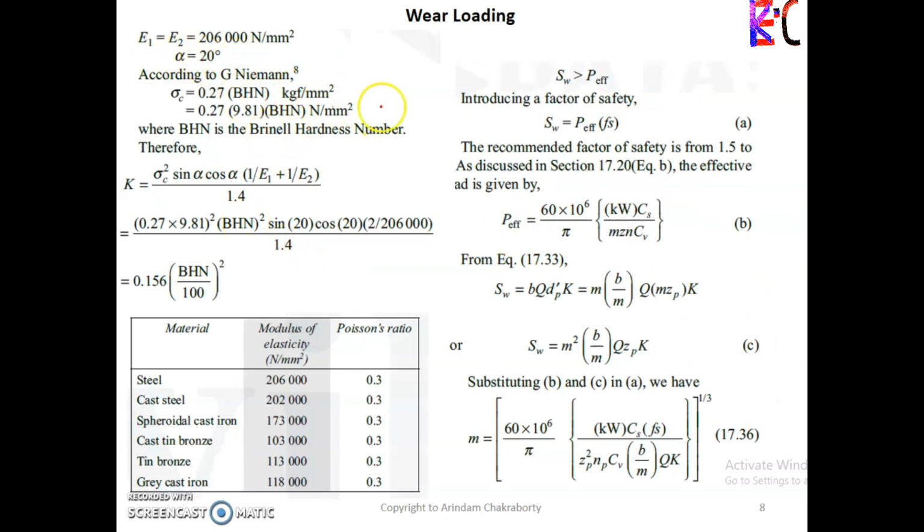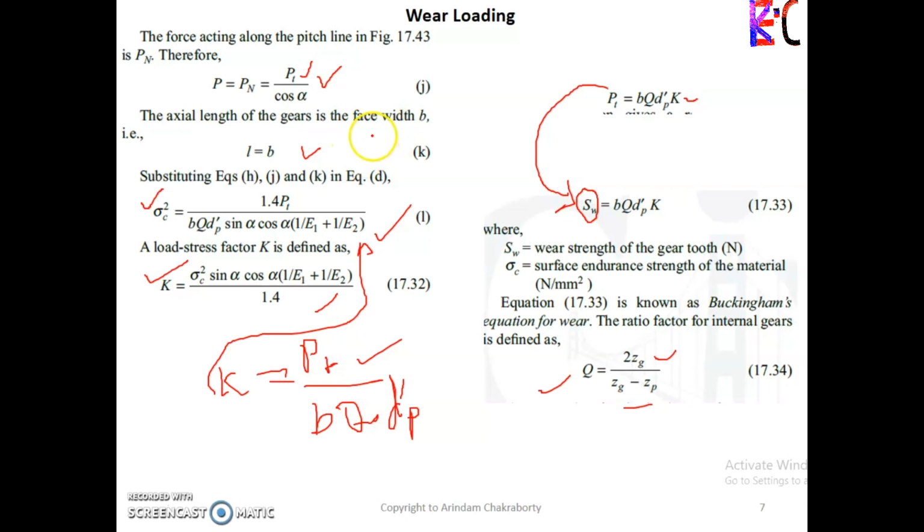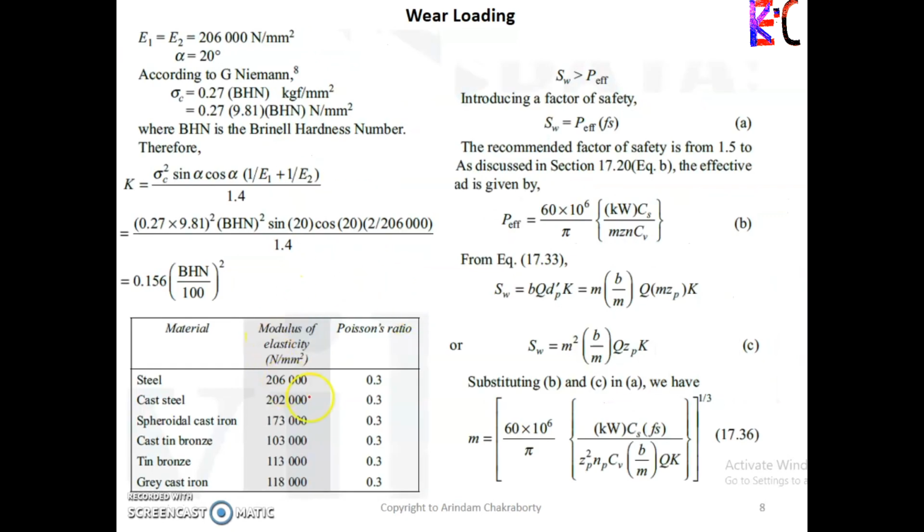Now after that, scientists told, okay, let me shorten these things in a simpler way by putting the values of E1, E2. They told us that there should be formulations like the standard pressure angle, that is 20 degrees, as well as the calculations we have done in the previous classes of material strength, or you may say material science. We have done that BHN number is equal to sigma C by 0.27.